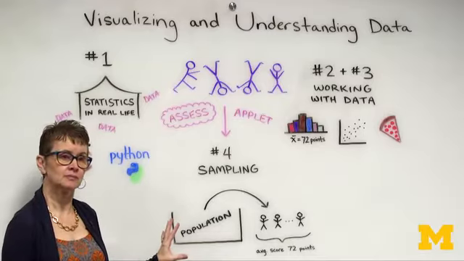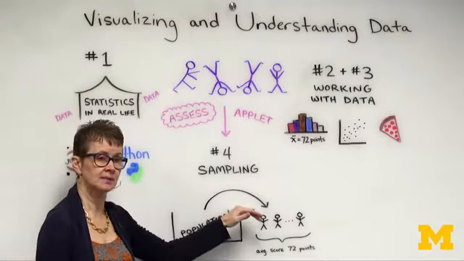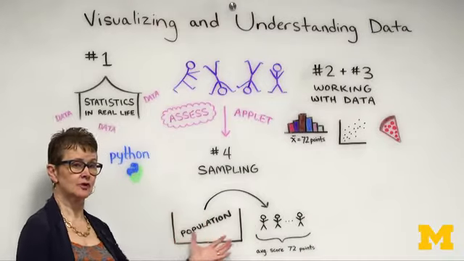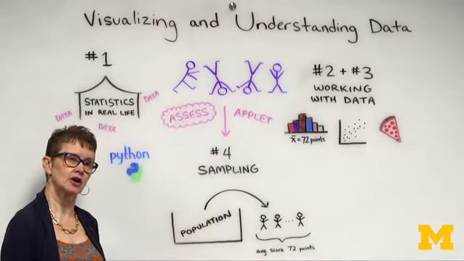In part 4, we're going to start looking at probability, sampling, and methods that allow us to use the data from just a sample to draw inference about our larger populations.